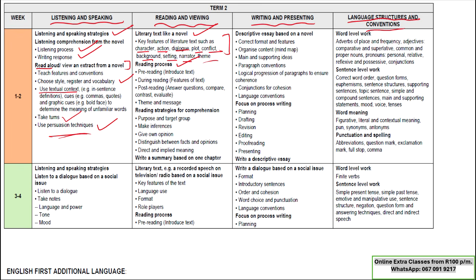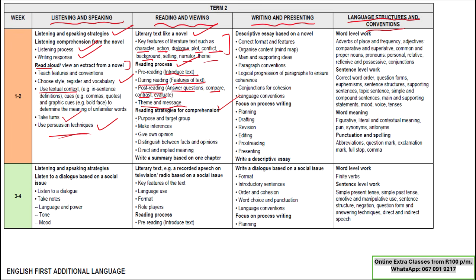So we can see that we have pre-reading, wherein we introduce the text, right? And then we also have the during reading, wherein we have features of text. And then we also have post reading, wherein we answer questions, compare, construct, and evaluate, right? And then lastly, we have theme and message. Okay. The next, we have reading strategies for comprehension.